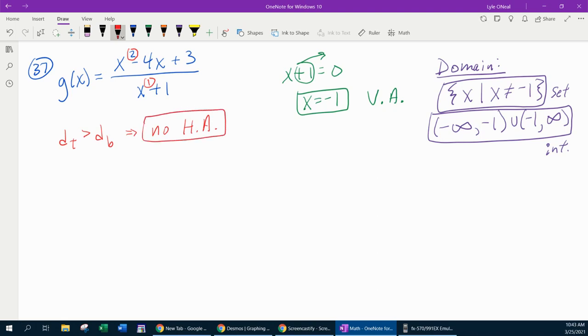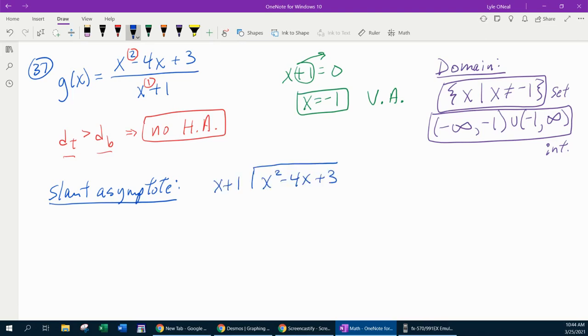So since there is no horizontal asymptote, we might want to check and see if there is a slant or oblique asymptote. For that to exist, the degree of the top has to be greater than the degree of the bottom by exactly 1. And 2 is bigger than 1 by exactly 1, so there will be a slant asymptote. And to find our slant asymptote, we're going to need to do long division.